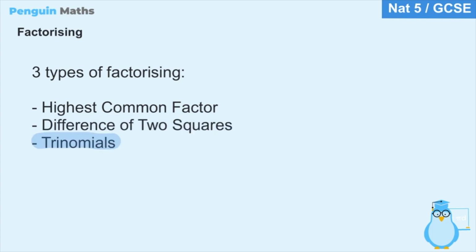And finally, the last way that we can factorise if we can't take out a common factor or do the difference of two squares way is the trinomial method of factorising. I will touch on this in a future lesson. And also, if you'd like to have a recap on the highest common factor method, I'll put the link for that video down in the description below.